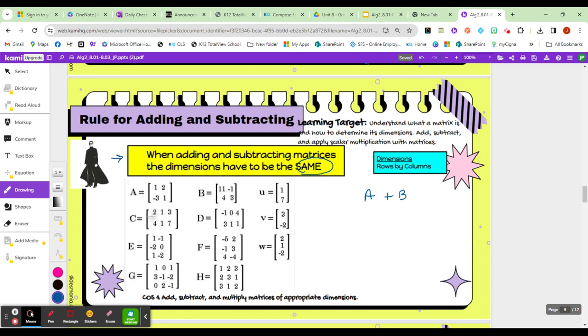C and D have 2 rows and 3 columns. So I could add C and D together. I'll show you how to add them. We're just looking at, do they have the same dimensions? E and F have the same dimensions because they both have 3 rows and 2 columns. So I could add E with F. And then I could add G and H because they have 3 rows and 3 columns.